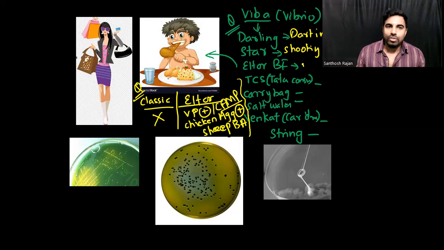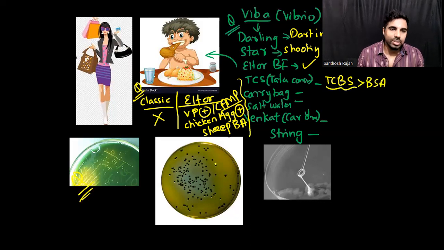El Tor is a boyfriend. So, that's a question they can ask. What is TCBS? TCBS media. Remember TCBS media: taurocholate citrate bile salt agar media. This is the one you are seeing here. TCBS media is better than bile salt agar. This is bile salt agar, BSA. So which is better?